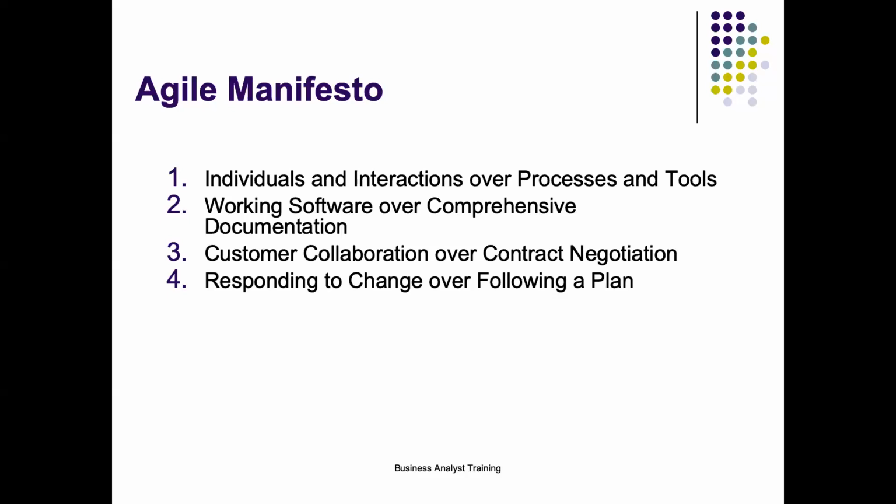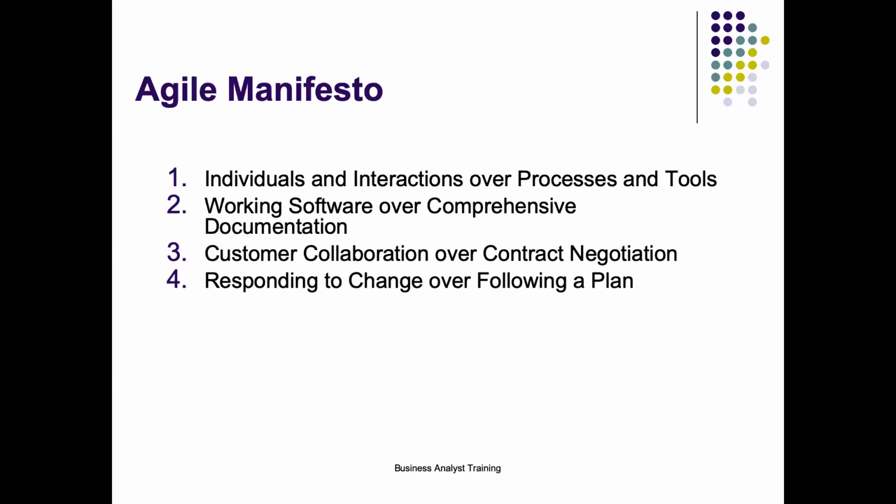Third is customer collaboration over contract negotiation. What we are trying to say here is that it doesn't say don't have contracts or don't negotiate contracts, right? But it says that collaboration with your customer is very, very important rather than holding them to a contract. It's as simple as that. And we will learn more about how Agile, especially Scrum, honors these ideas, right?